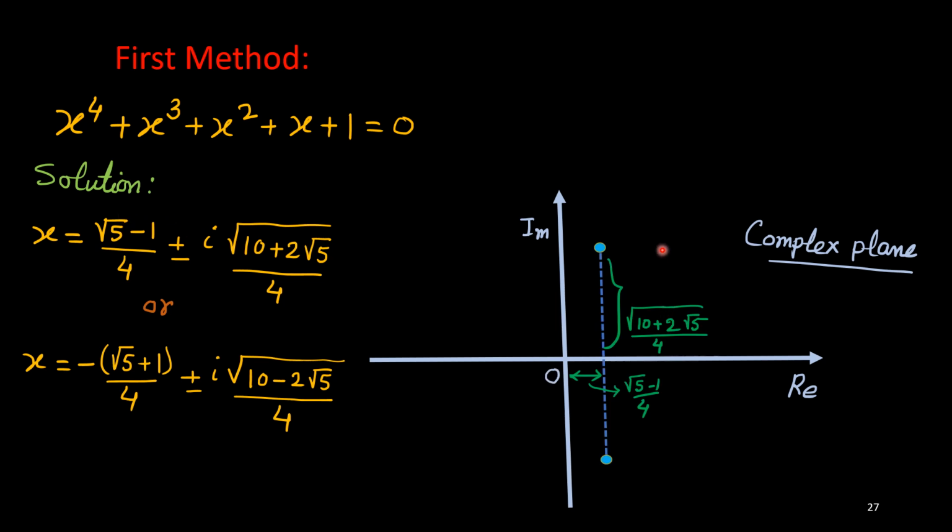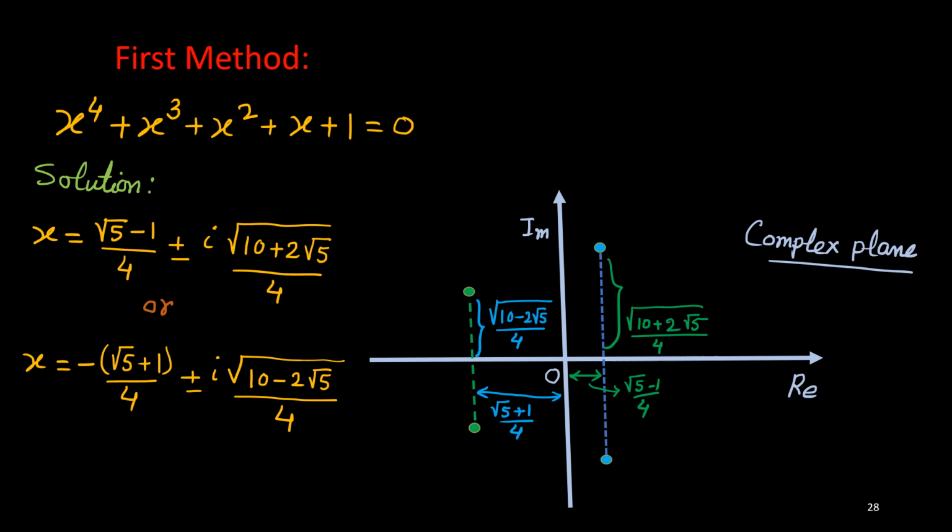First, these 2 points are for this pair. This is the real part, root 5 minus 1 upon 4, and this is the imaginary part. Okay, so this is the point with this plus sign, and for the minus sign, this is the conjugate pair, right? Similarly, for this one, we'll get on the left hand side, with the negative sign, the real part is negative. This side, these 2 points, right?